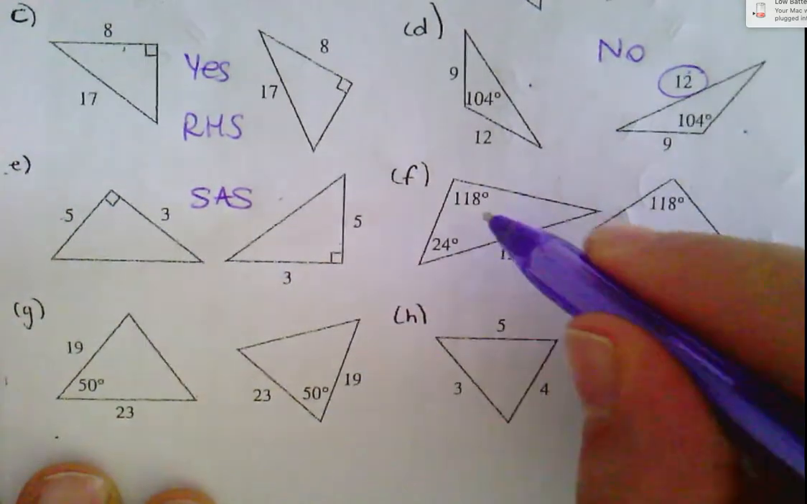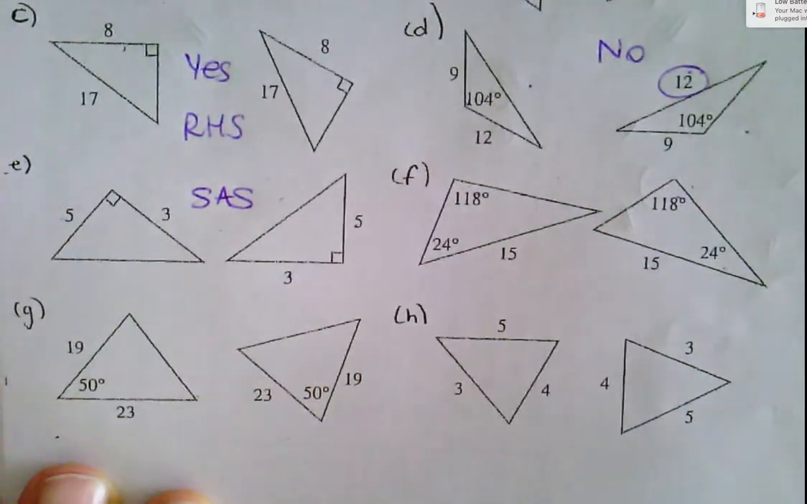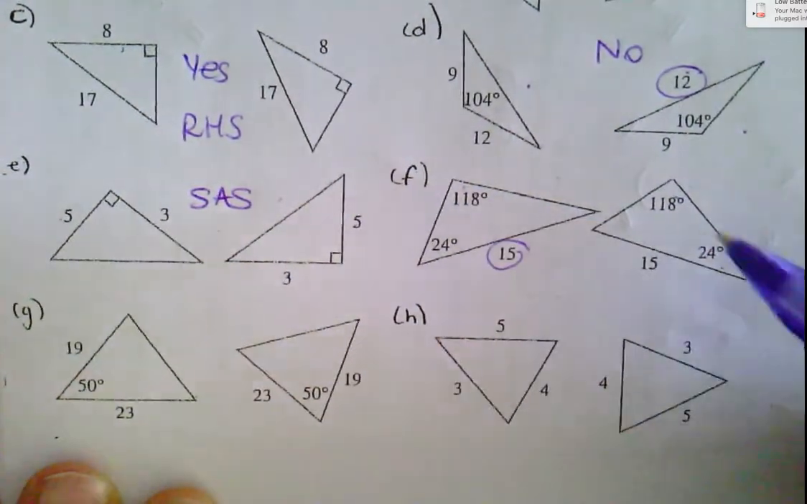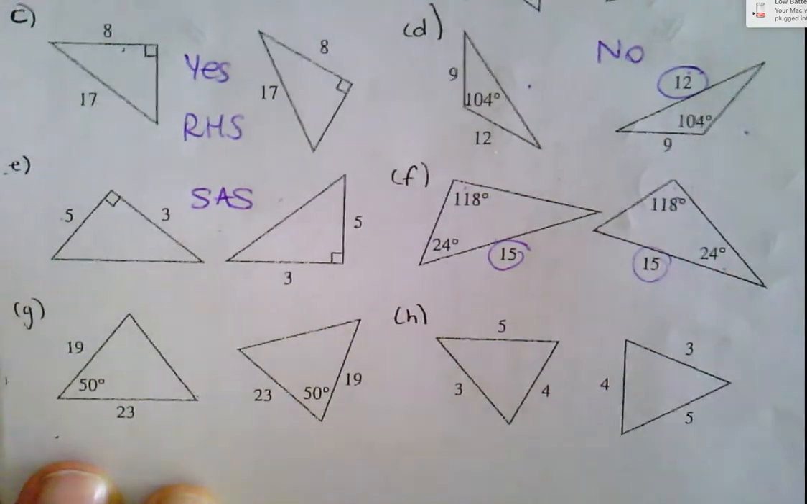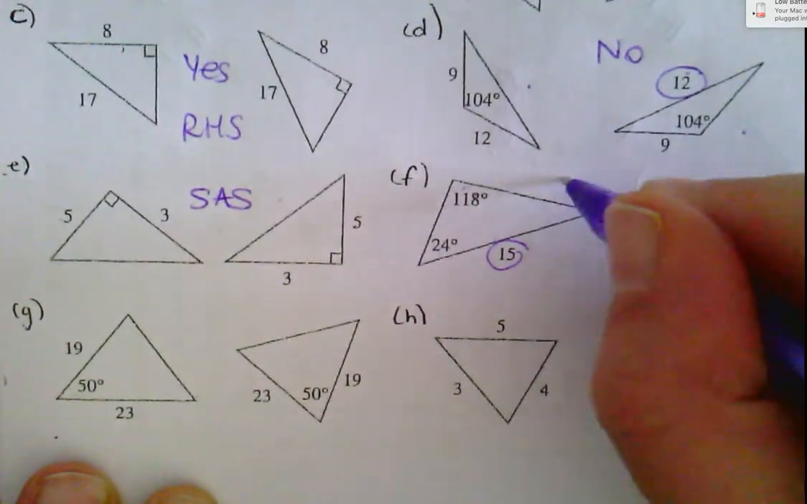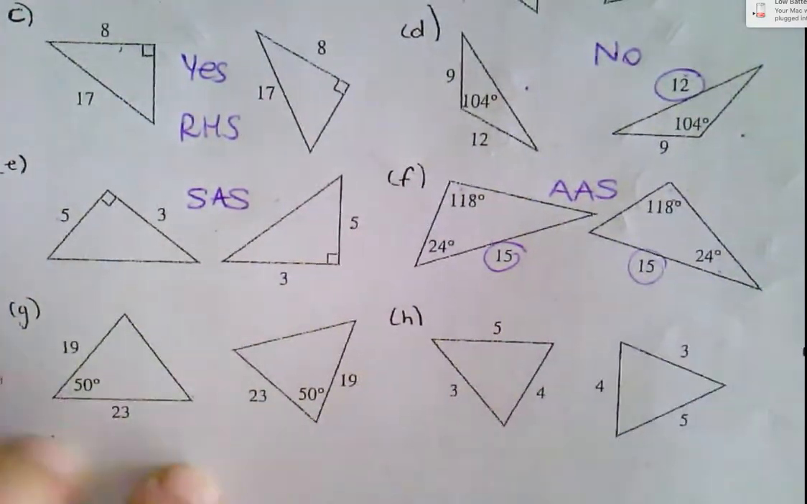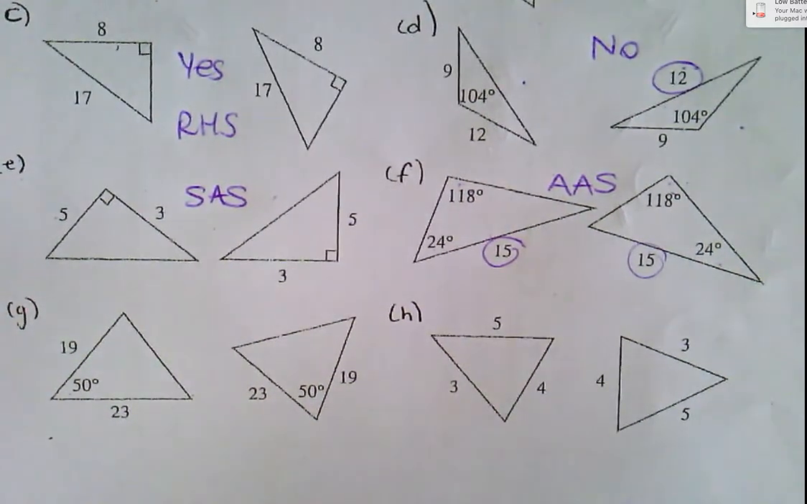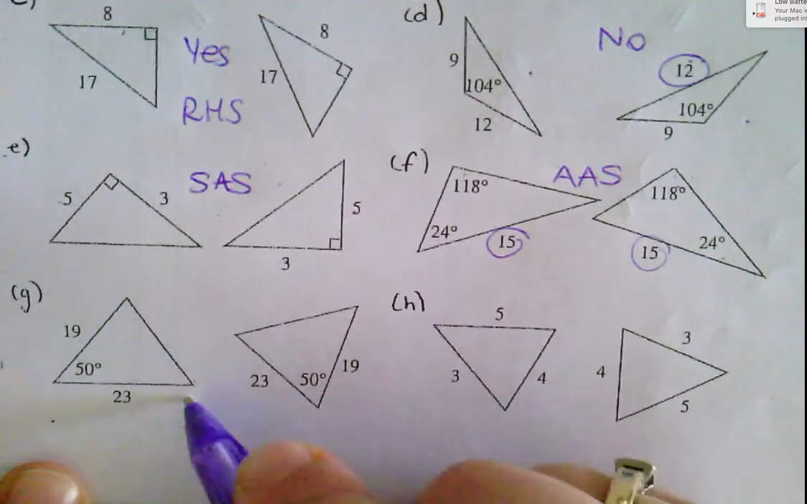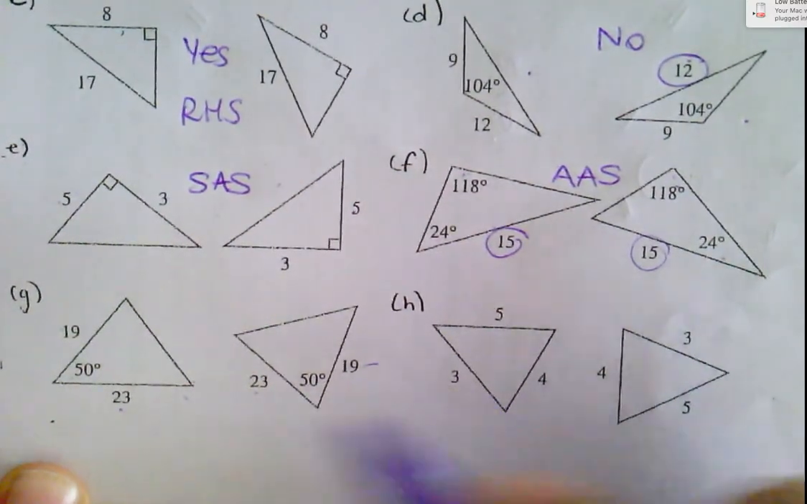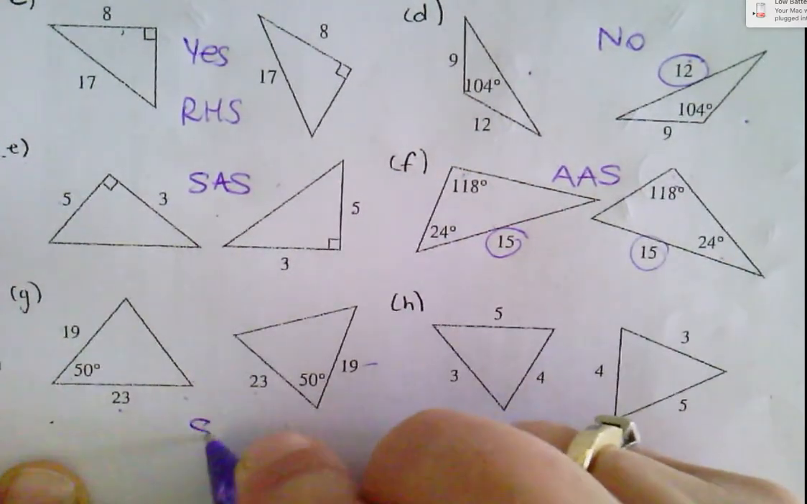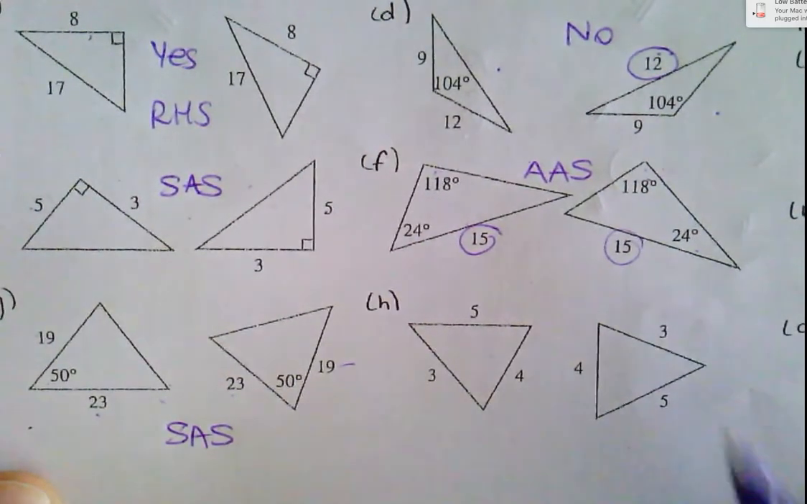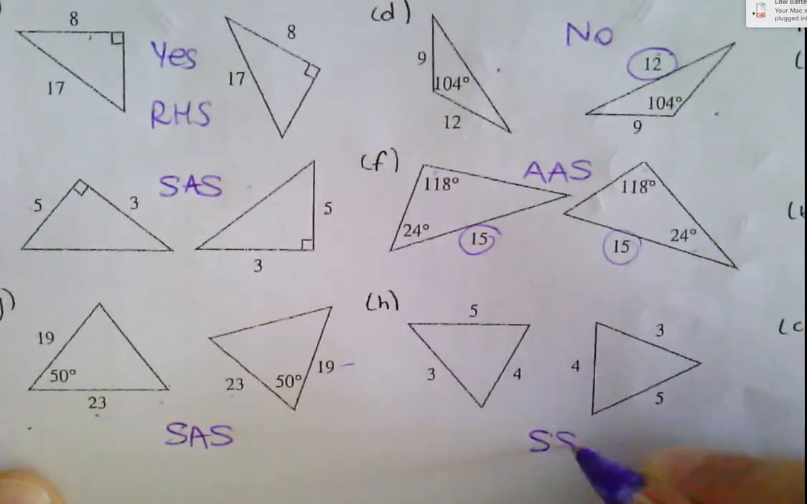Diagrams aren't drawn to scale. I've got 118 and 24, yes, 2 angles. Now let's look at the side. This side is opposite the 118. The 15 is opposite the 118. This is AAS. The reason they've drawn it the way they have is to confuse you. So it's obviously not drawn to scale. What about the next one? 2 sides, and the angle in between's the same. It's SAS. And the last one, 3 sides, is SSS.